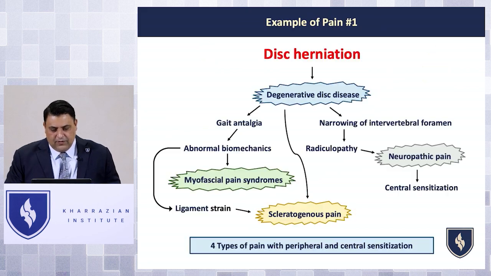So I'll give you a few examples here. Let's say someone has a disc herniation, right? And after that disc herniation, they have degenerative disc disease.